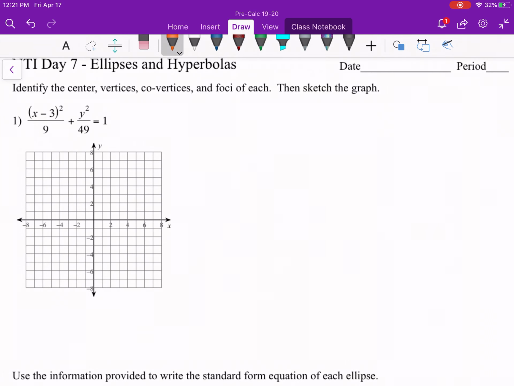But yeah, the standard form of ellipses is going to look like a circle to start with. H always goes with X, K always goes with Y. These are equal to 1 and not R squared. And then you've got your denominator. So you have A squared and B squared in the denominator. Technically the order of these doesn't matter because it's addition. 1 plus 2 is the same thing as 2 plus 1.